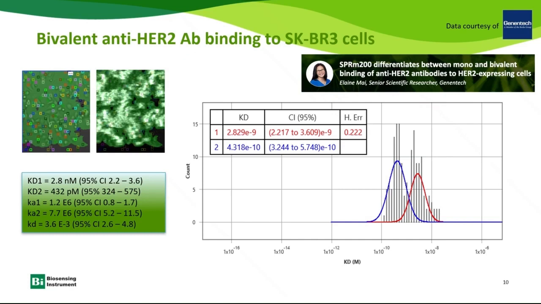This is actually a very interesting example. In this case, we have a bivalent antibody that binds to the BR's results. This data is from Genentech, and we actually have a very good webinar with Elaine Mai, who gave a very good presentation. If you are interested, you can go to the webinar. What is interesting here is that for the bivalent antibody, we do see two binding peaks.